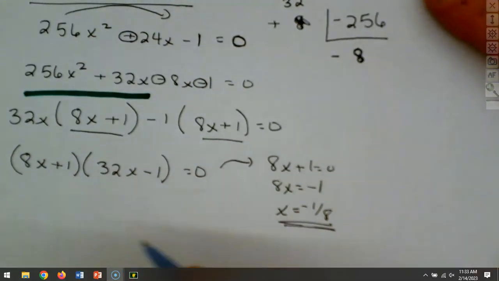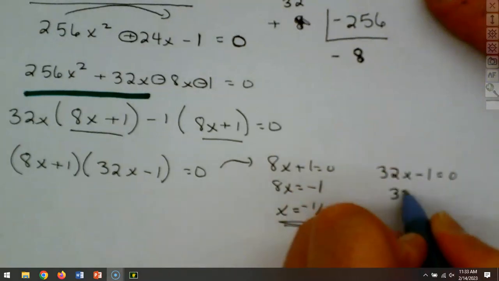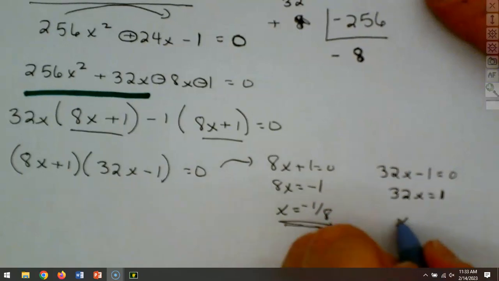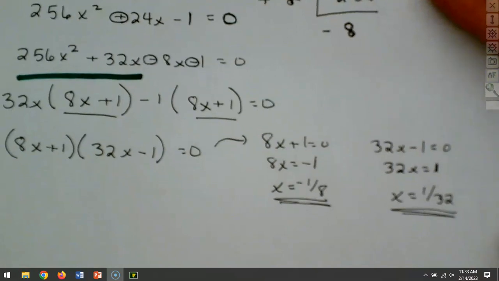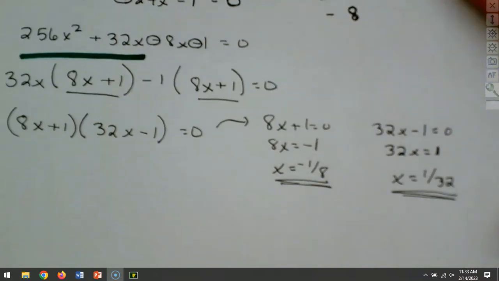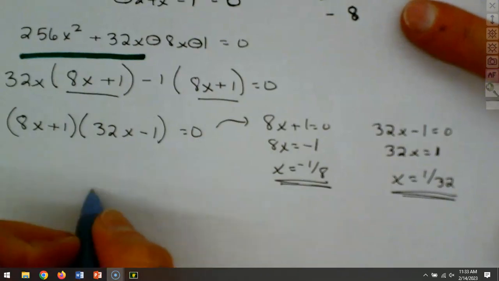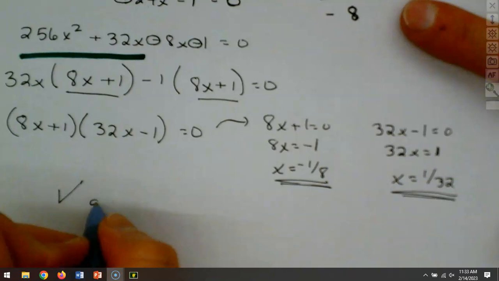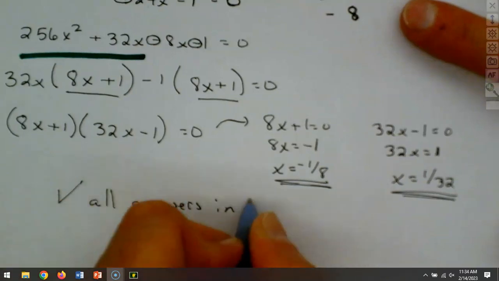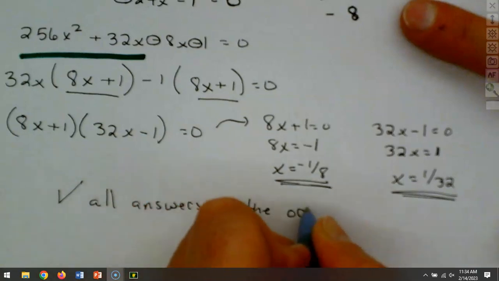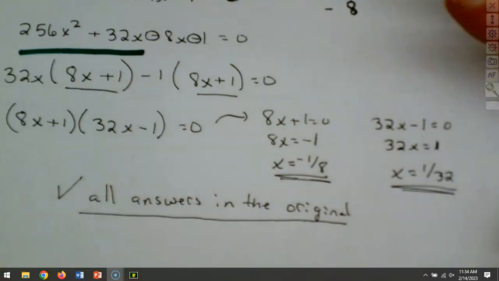What about the other one? 32x minus 1 equals 0. 32x equals 1. So x then equals 1 over what? 32. Now, these may or may not be the answers. You have to check them. So check them back in the original. You've got to check them all back in the original.